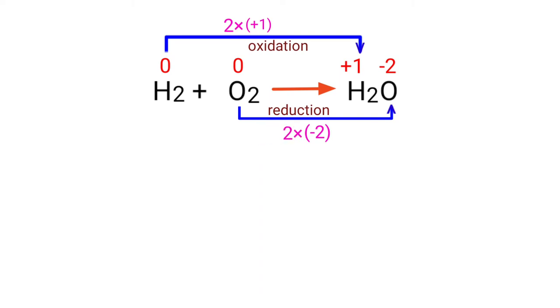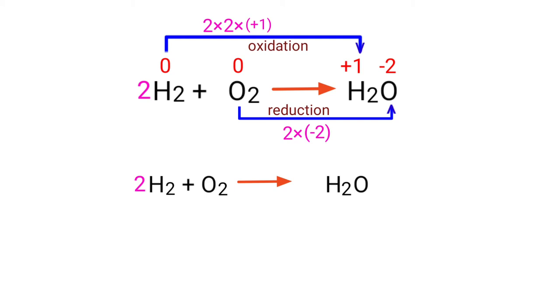Now you can make the increased oxidation number equivalent to the decreased oxidation number. To do this, you can multiply the increased oxidation number by a coefficient of 2. Now you can write the equation as 2H2 plus O2 gives us H2O.